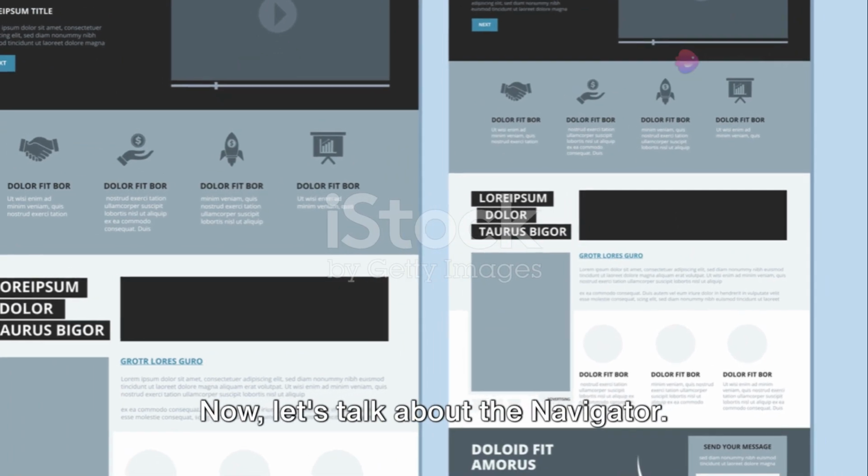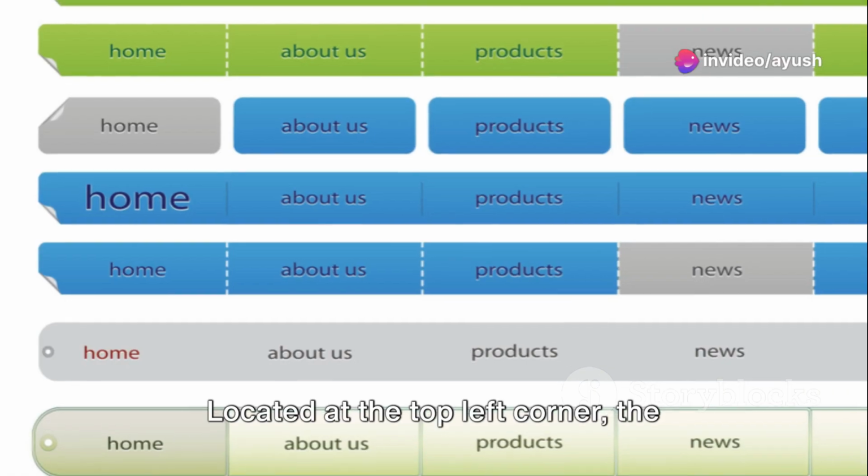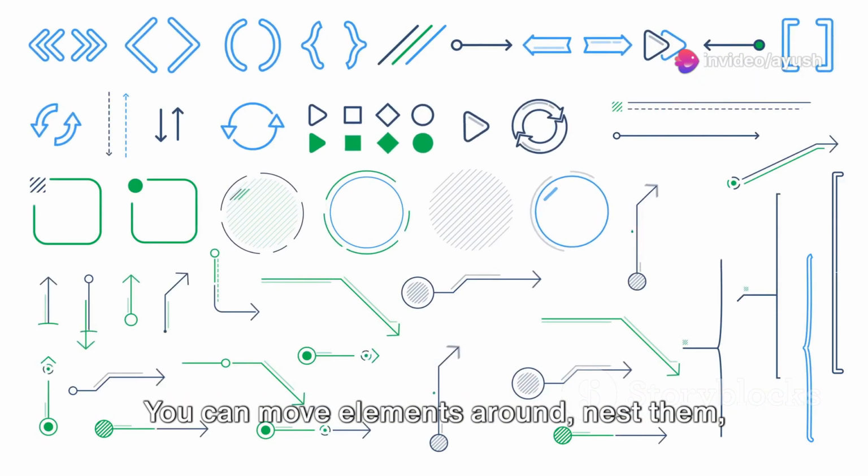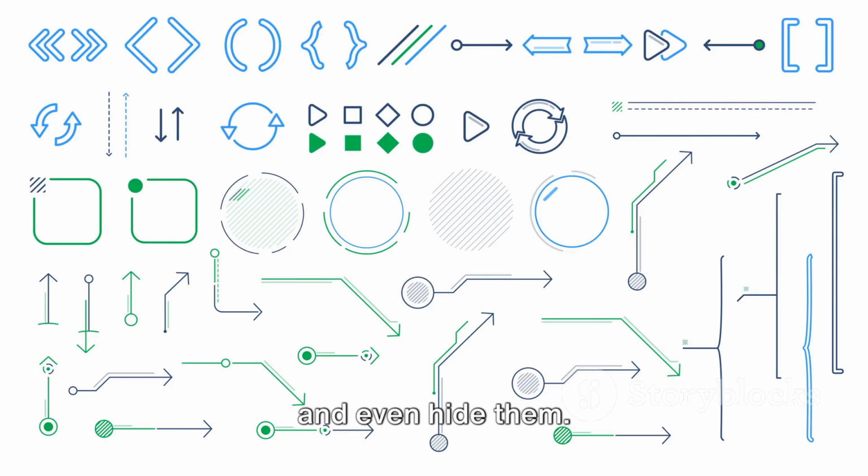Now let's talk about the Navigator. Located at the top left corner, the Navigator gives you a bird's eye view of your website structure. You can move elements around, nest them, and even hide them.